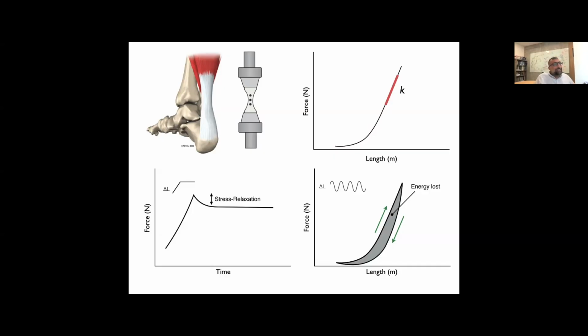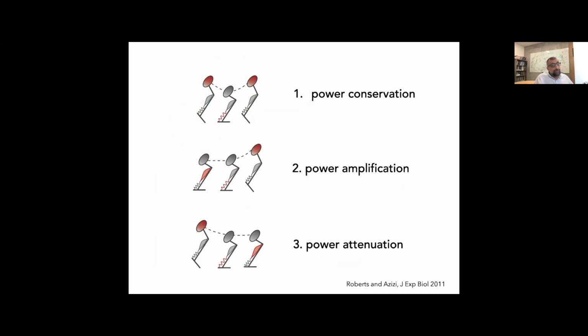Okay, that's tendon in isolation. I want to move past that because really what we care about is how are these tissues used in movement.